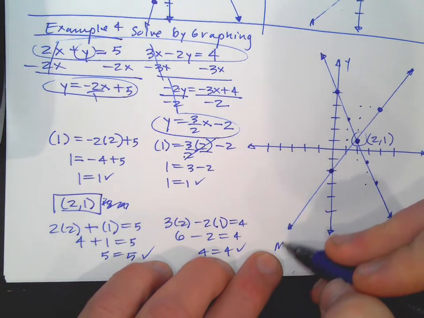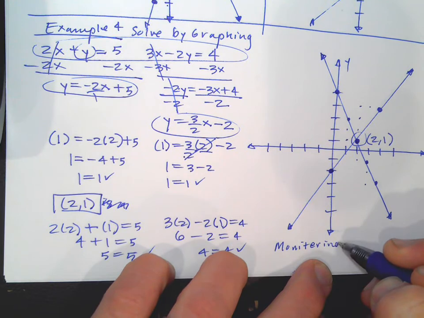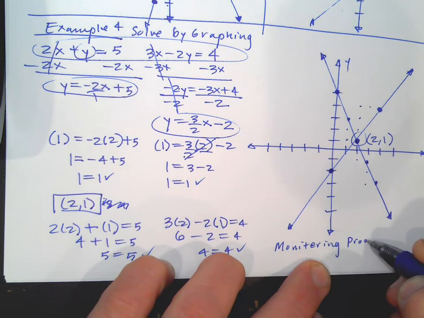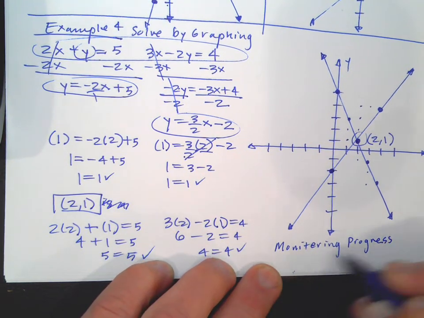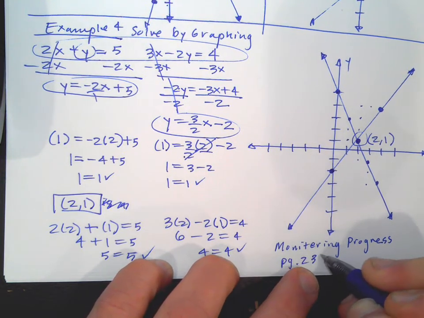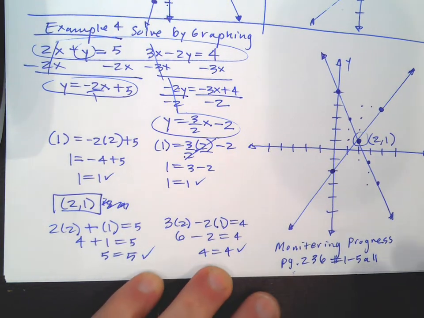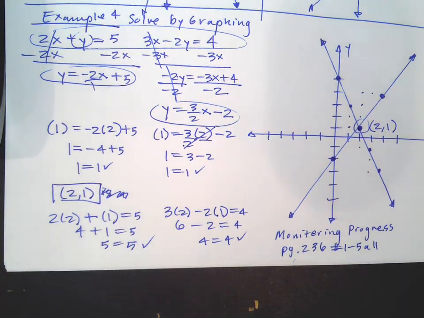So today's classwork will be monitoring progress, starting at page 236. Problems 1 through 5 all. They're at the bottoms of the pages in the middle of the section of the book.